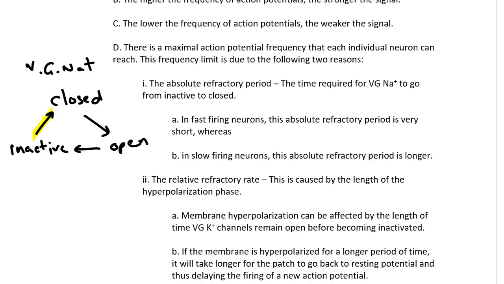Not all neurons have exactly the same voltage-gated sodium channels on them, okay? There's going to be slight differences, and that leads to some neurons being fast-firing and some neurons being slow-firing.